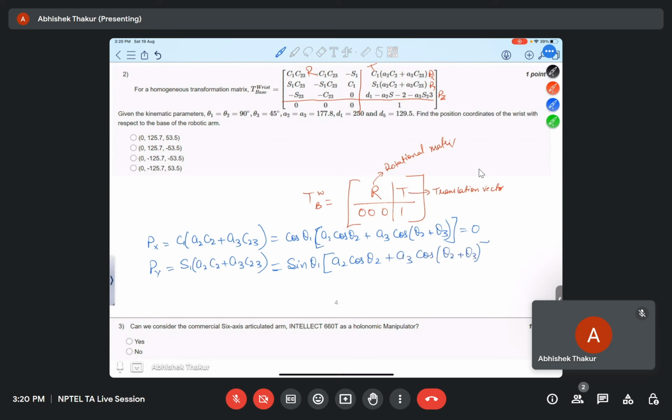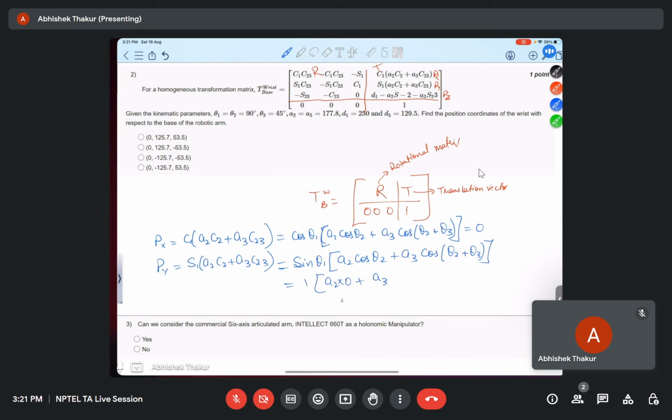So in this question, we know that our theta 1 is 90 degrees. So sine theta 1 will be equal to 1. So 1 into A2 into cos theta 2, that is cos 90 degrees, is 0. So this term will lead to 0. And cos of theta 2 plus theta 3, that is 135 degrees. So it will become, since sine is positive in the second quadrant, cos will be negative. So it will become minus of cos 45. So it will be minus 1 by root 2.